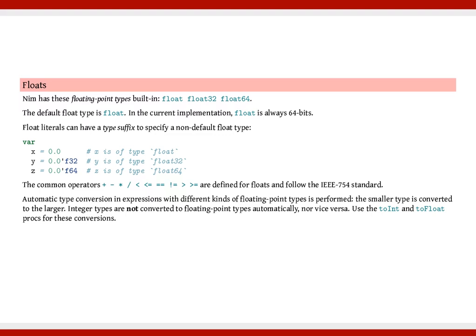The common operators +, -, *, /, <, <=, ==, !=, >, >= are defined for floats, and follow the IEEE 754 standard. Automatic type conversion in expressions with different kinds of floating point types is performed. The smaller type is converted to the larger. Integer types are not converted to floating point types automatically, nor vice versa.